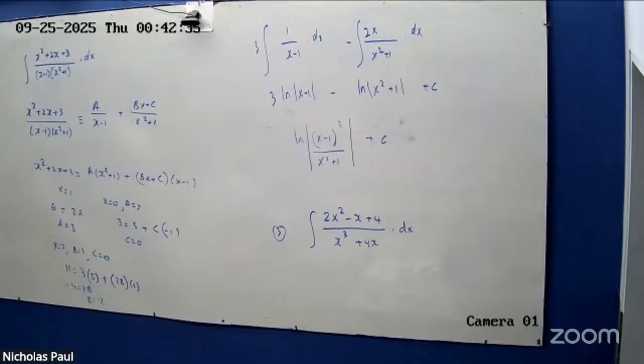Yeah. We have the same problem, huh? Look at the denominator. X cubed plus 4x. What should you do? Factorize, right? Factorize. So we get x squared plus 4.